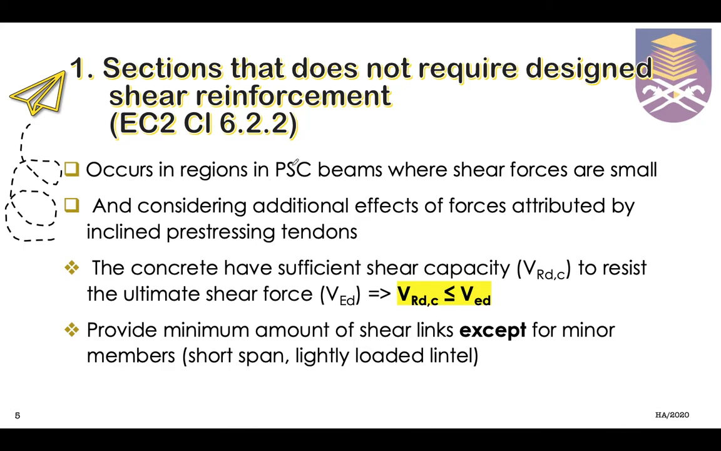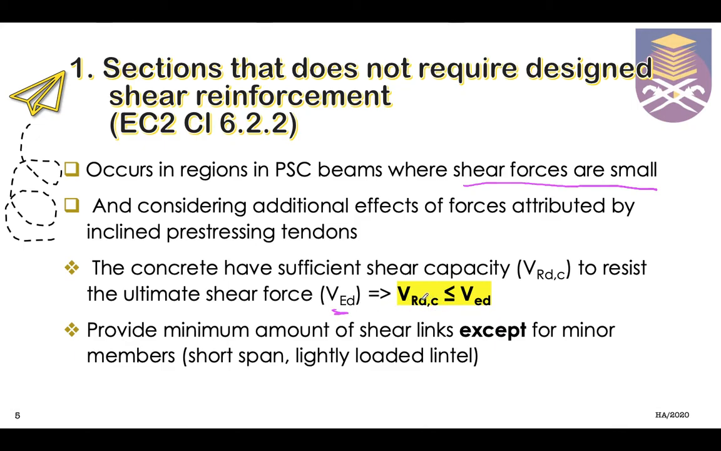This occurs for sections that do not require design shear reinforcement. It occurs in regions in PSC beams where shear forces are small. If we have very small shear forces acting on our beam, therefore usually we do not require any shear reinforcement, considering additional effects of forces attributed by the inclined prestressing tendon. This is what I've mentioned previously. So the concrete has sufficient shear capacity, VRd,c, to resist the ultimate shear force, which is VEd. VEd is calculated based on our loading for our section. We have this as the design shear force.